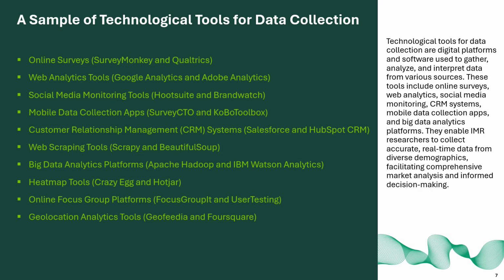Big data analytics platforms, tools like Apache Hadoop, with my Swedish slant to it, and IBM Watson Analytics. Both of them can process and analyze vast amounts of data from various sources. They enable researchers to uncover patterns and insights that inform strategic decisions in international marketing. Heat map tools, Crazy Egg and Hotjar, provide visual representations of how users interact with a website. These tools help identify user behavior differences across regions, for example, informing website design and user experience improvements tailored to international audiences.